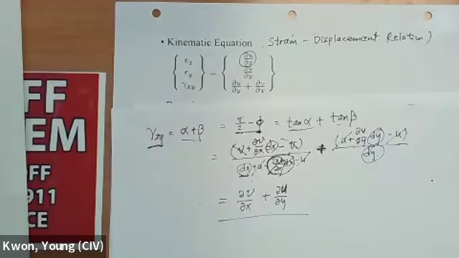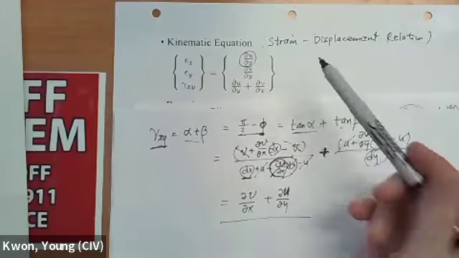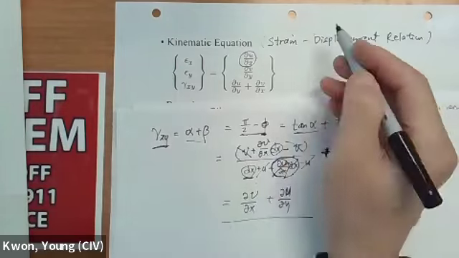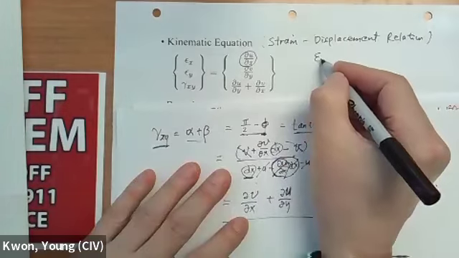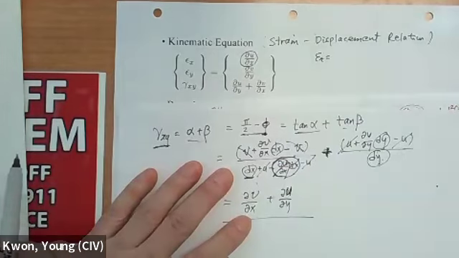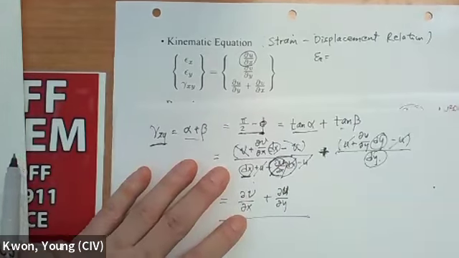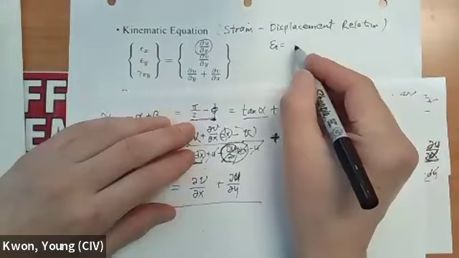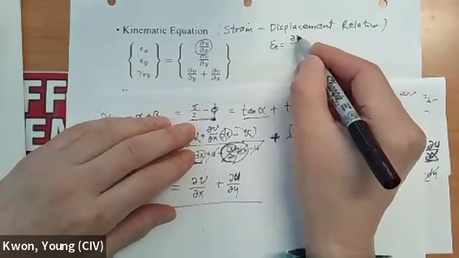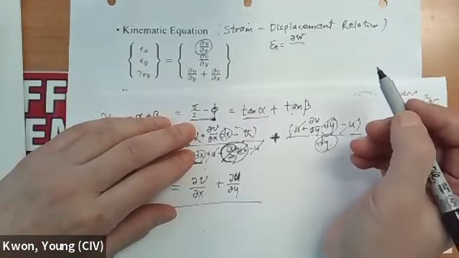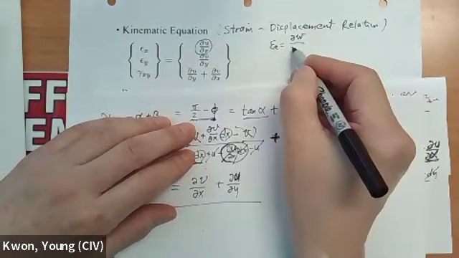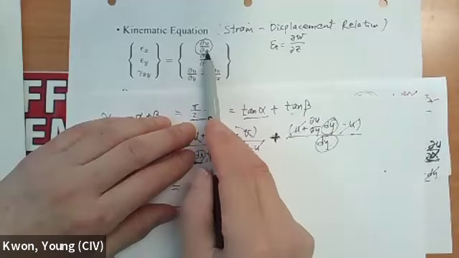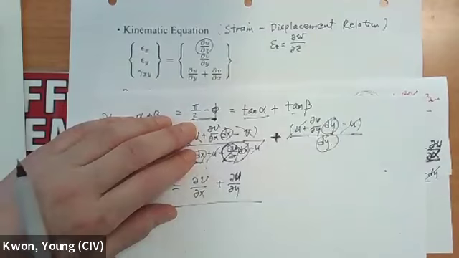Make sense? Now, if you extend this one to 3D, you can easily extend that. Epsilon z, the normal strain in the z direction, is going to be the displacement, let's say w in the z direction, over dz, right? u, v, w, x, y, z. So that's the normal strain.